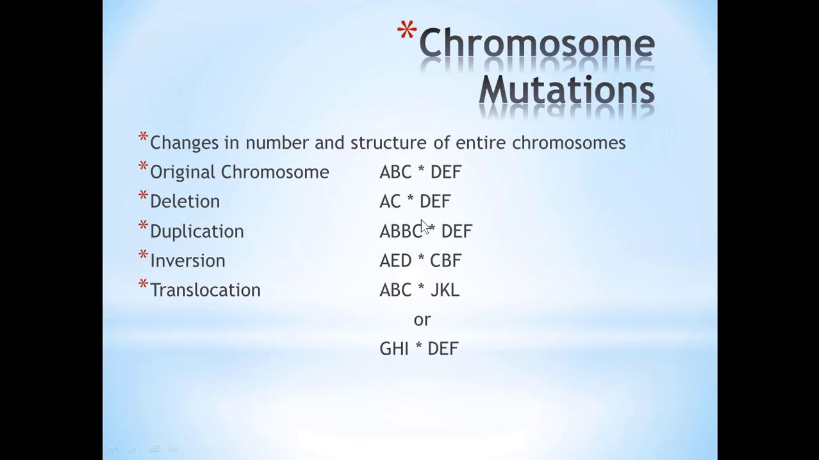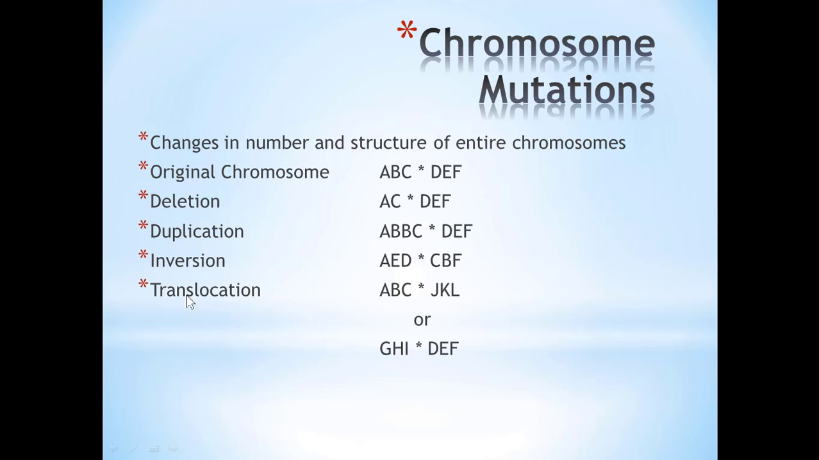During the duplication, B copied itself and makes not 3 letters, but instead it will become 4 letters: A, B, B, C, D, E, F. During the inversion, the D and E reversed, so they changed their places and were reversed by 180 degrees. And C with B also flipped their places.